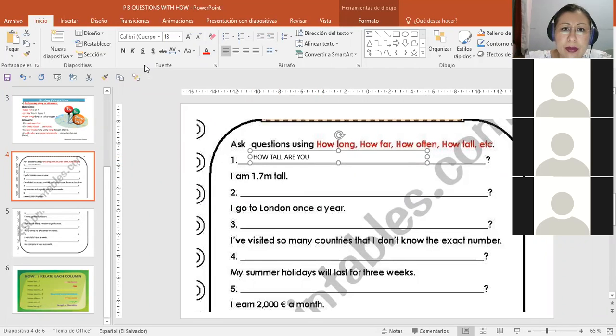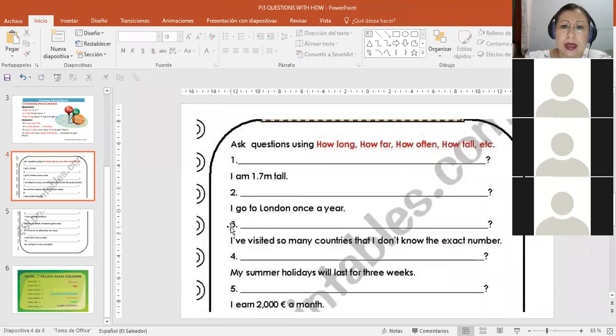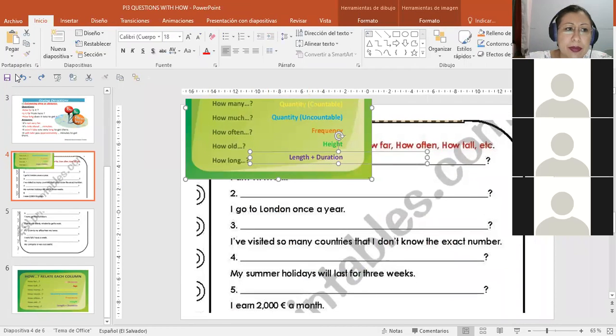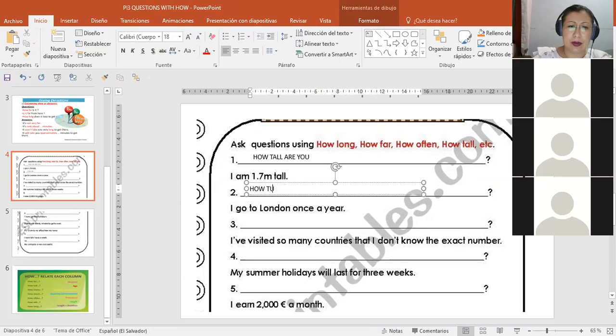How often do you go to London? Okay, let's see. Oops, sorry. Let me do that. Okay, that's the copy that I have to do. Okay, how often? Very good. Okay, thank you, Julie and Elizabeth.